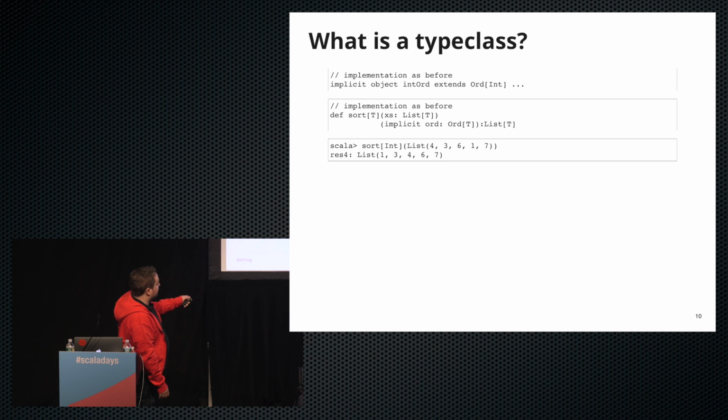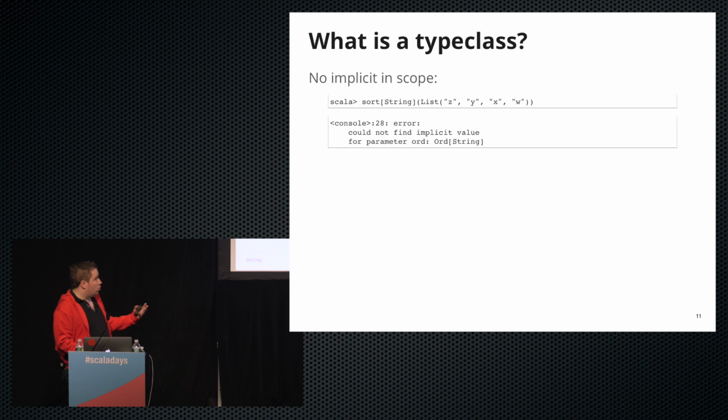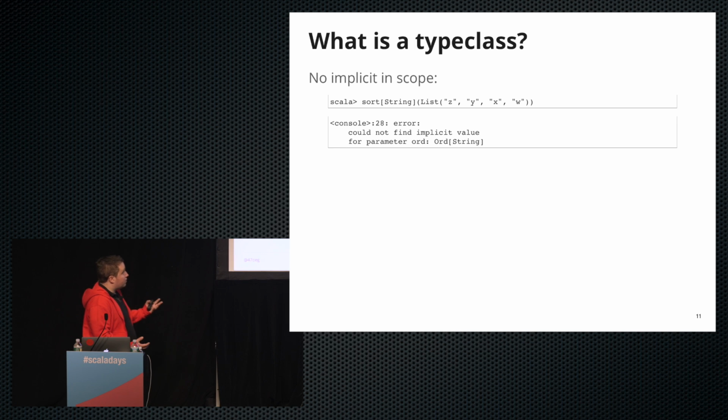I've added this type annotation here, but it's not actually strictly necessary, because the compiler can work out that we're dealing with a list of integers, and it will then go and find this Int Ord type class instance we have. And so if there's no implicit in scope, if we're dealing with the scenario I've just shown, and we've not seen an Ord for strings, what do you think is going to happen here? Any ideas? Yeah, we get a compiler error, so that's really nice.